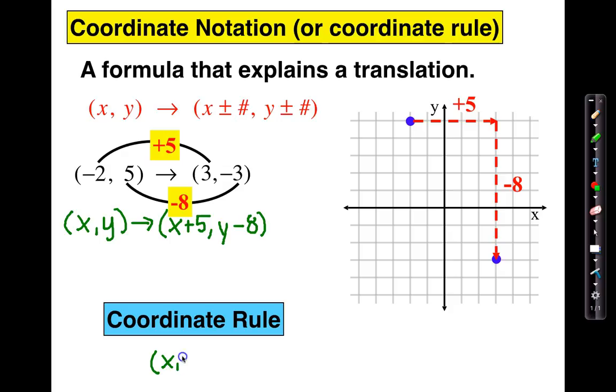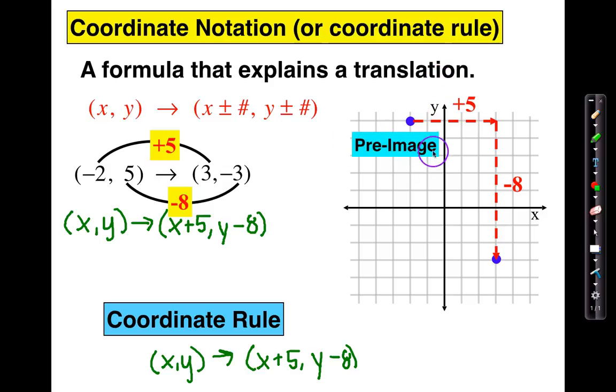The coordinate rule is basically (x, y) changes how so? The x's we're changing by adding 5, and the y's we're changing by subtracting 8. So that's how you would show your coordinate rule. And again, this basically describes the translation. So again, we have our pre-image, what we started with, and then we have our image, which is after the translation. If I were to use letters, I would use a capital A to represent the pre-image, and the image would be A prime. The pre-image usually doesn't have the apostrophe, but the resulting transformation will have that tick mark there.